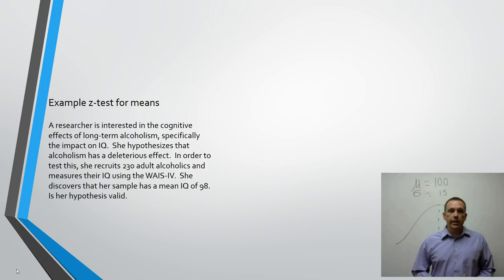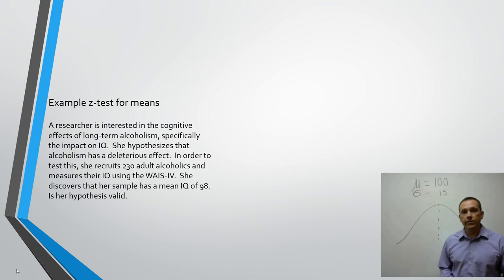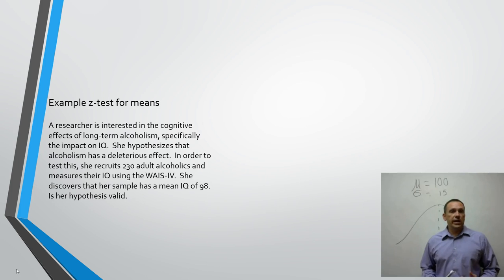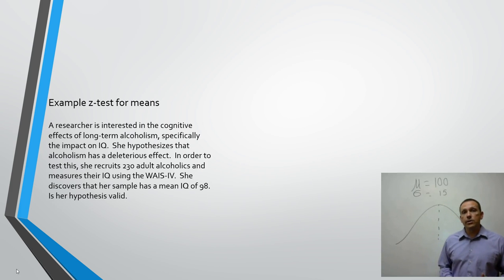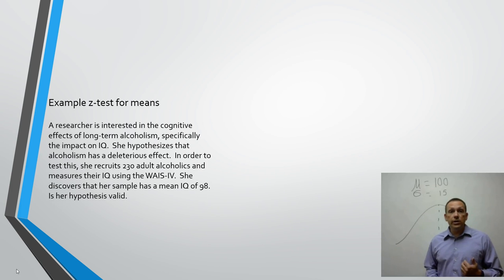Okay, so let's take a look at an example using the 7 steps in NHST, and we'll use the scenario on the screen. Basically, a researcher, let's say, is interested in looking at the impacts of long-term alcohol use on IQ, and specifically, she hypothesizes that individuals who use alcohol long-term are going to have a lower IQ than those who don't.